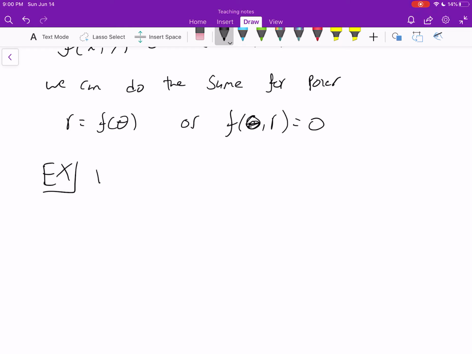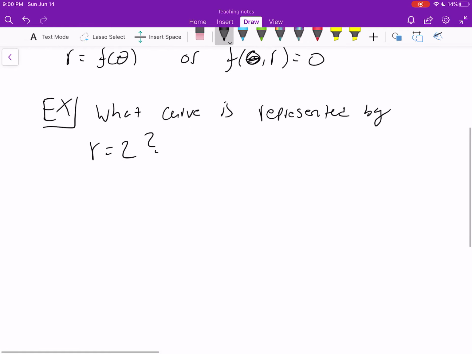So the first one is, what curve is represented by the function r is equal to 2? So this is asking, what points here satisfy the equation r is equal to 2? What points lie at distance 2 from the origin?